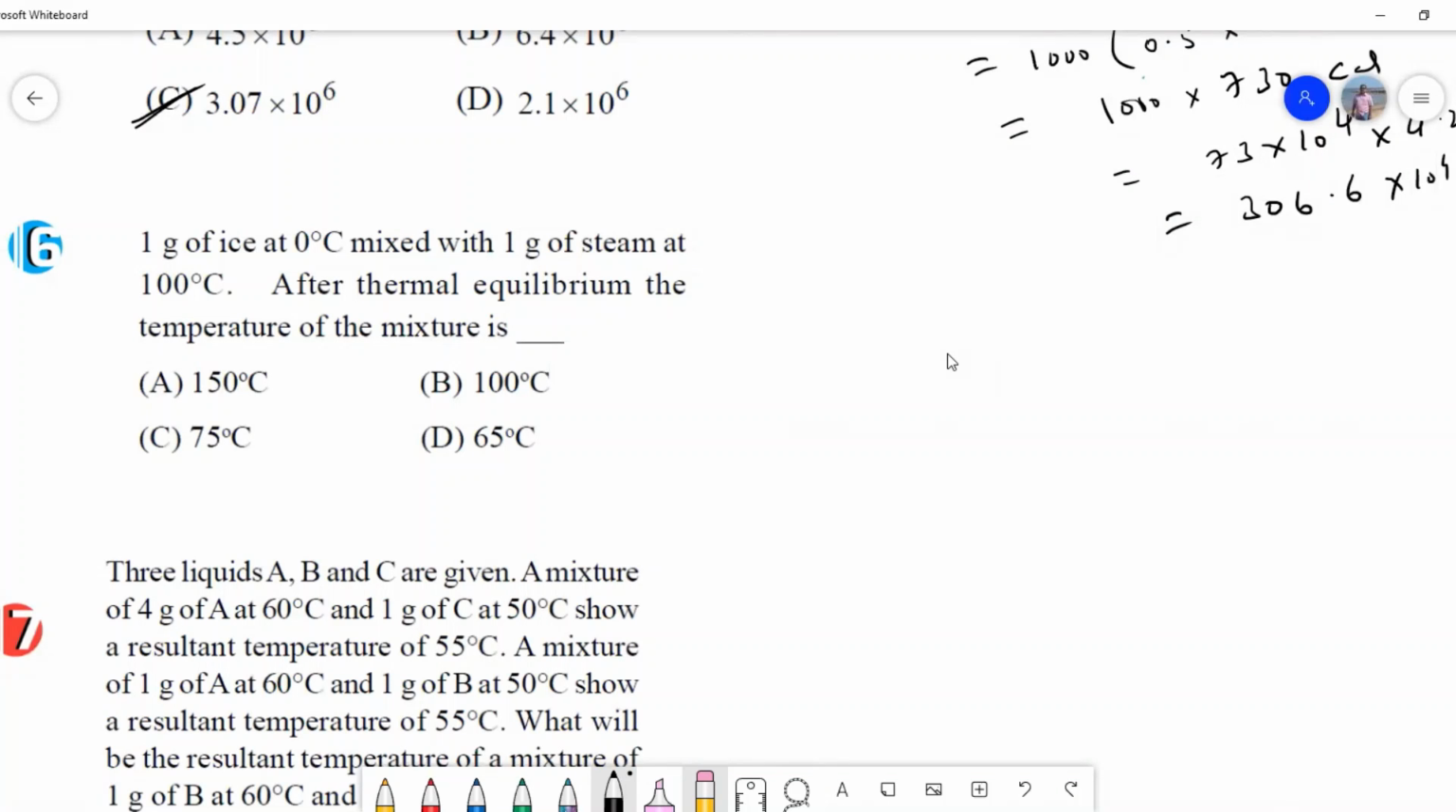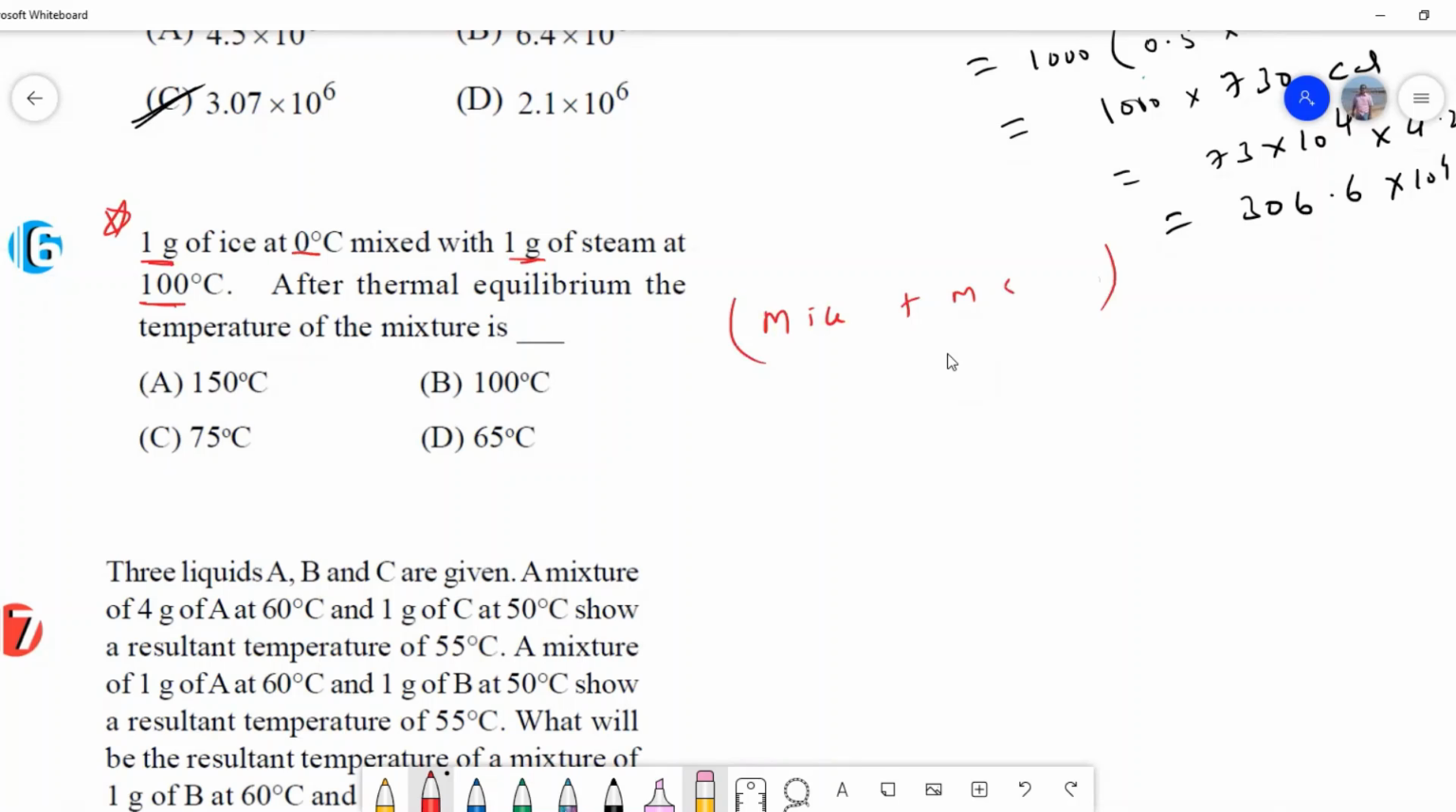So now in this problem, what is said? 1 gram of ice at 0 mixed with 1 gram of steam at 100. After thermal equilibrium, the temperature of the mixture is. This is a very standard question. Whenever equal mass of ice and equal mass of steam are mixed, remember all ice will melt, but all steam will not melt. Steam is at 100 degrees centigrade.